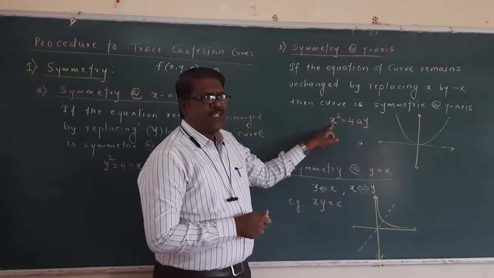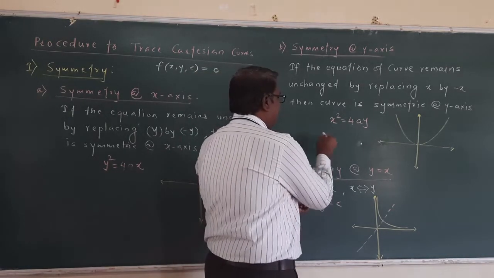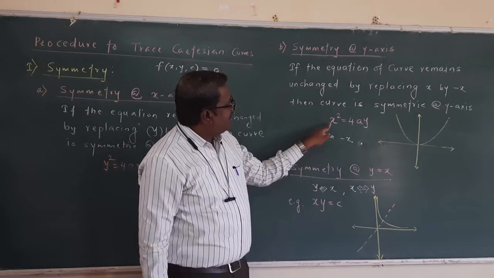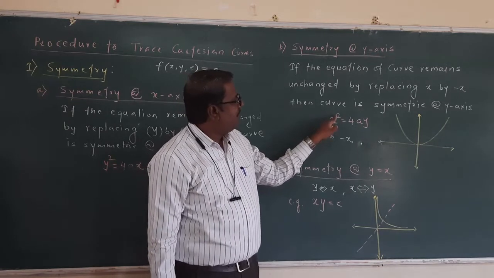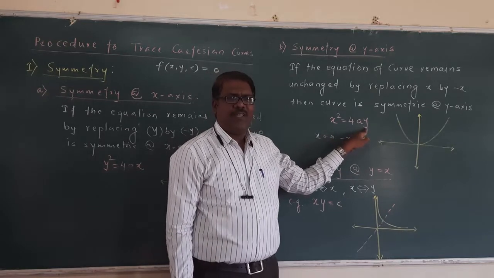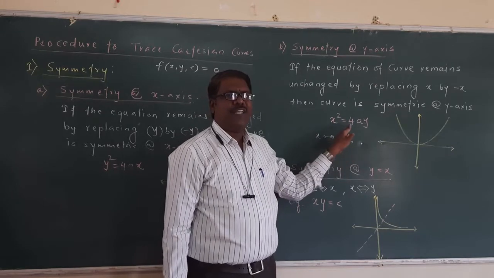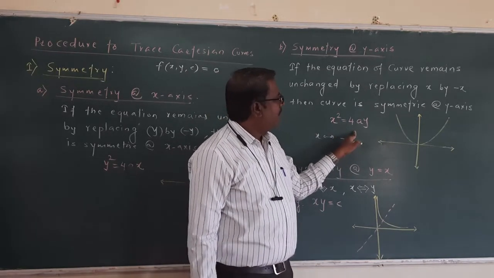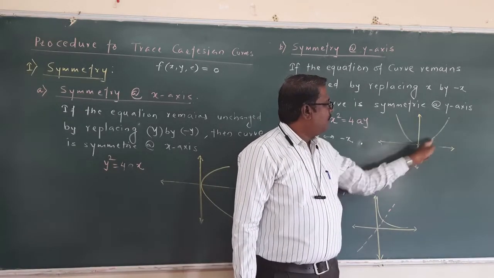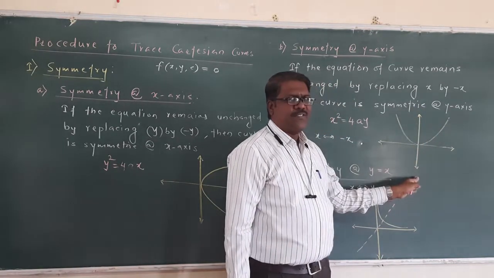So in this equation, if I replace x by minus x, then what will happen? After replacing x by minus x, because of this square, it remains x square as it is, and this 4ay will be as it is. So after replacing x by minus x, equation remains unchanged, and therefore the curve is symmetric about y-axis. So this is the parabola open towards upward side, and this parabola is symmetric about y-axis.